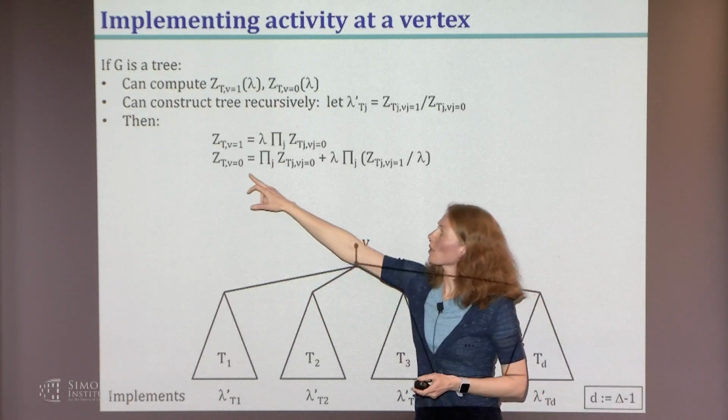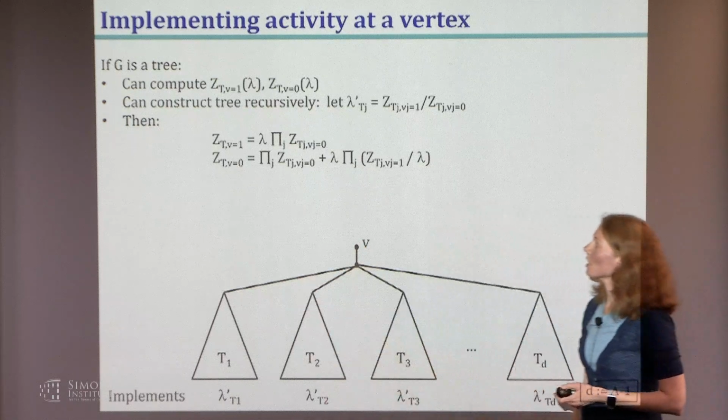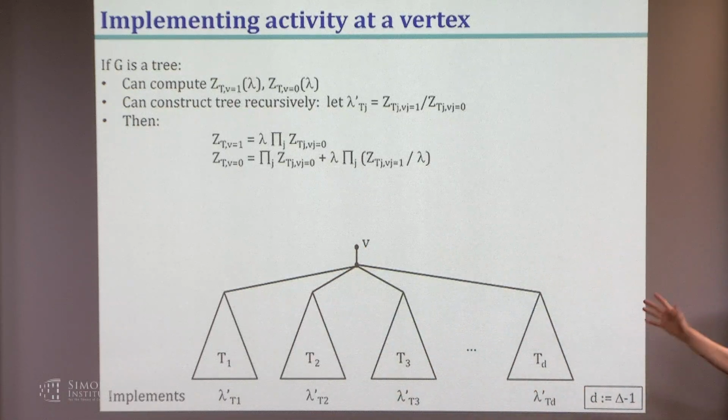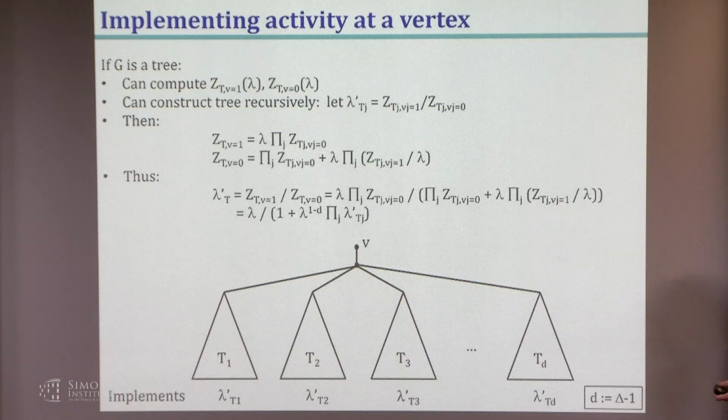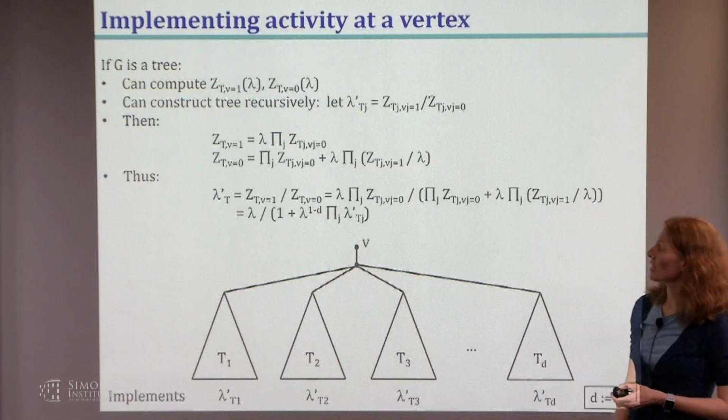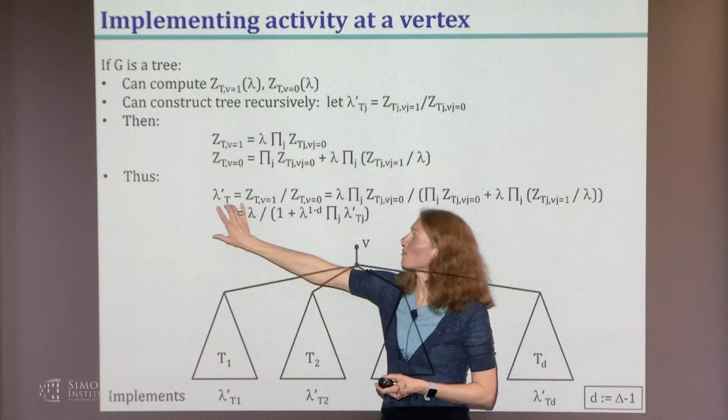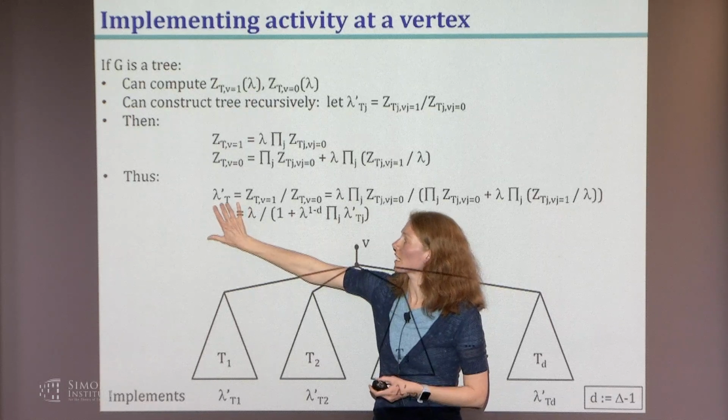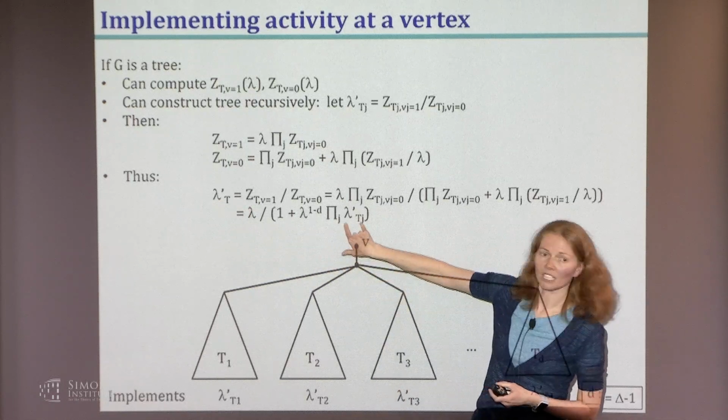Likewise, we can do the same type of computation for v equal to 0, and I'm not going to go through all the details, but it's not a difficult type of computation. But what it gives us is a certain type of recurrence where we compute the new activity using the old activities.